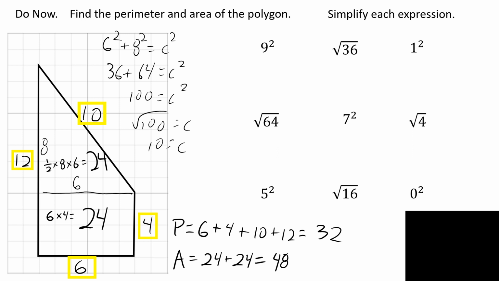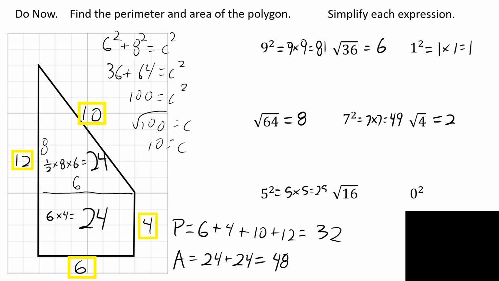My hunch is the rest of the do now went pretty quick. 9 squared would be 81. Square root of 36 would be 6. 1 squared would be 1. Square root of 64 is 8. 7 squared is 49. Square root of 4 is 2. 5 squared is 25. Square root of 16 is 4. And 0 squared is going to come out as 0, right? 0 times 0 is 0.